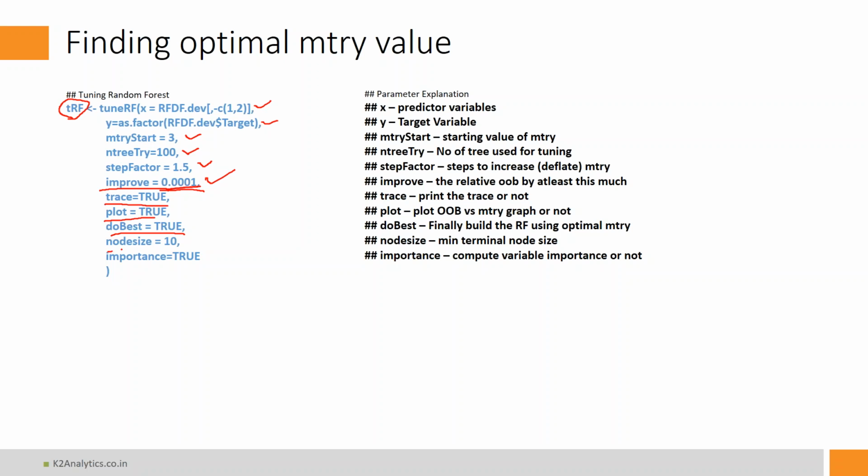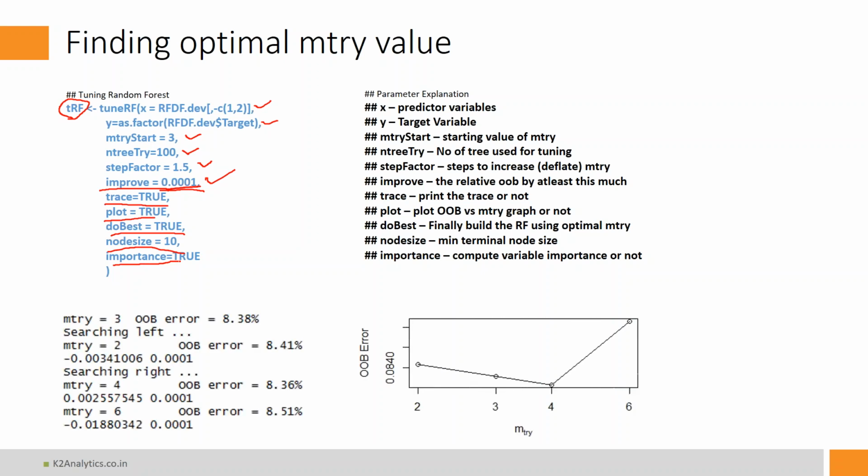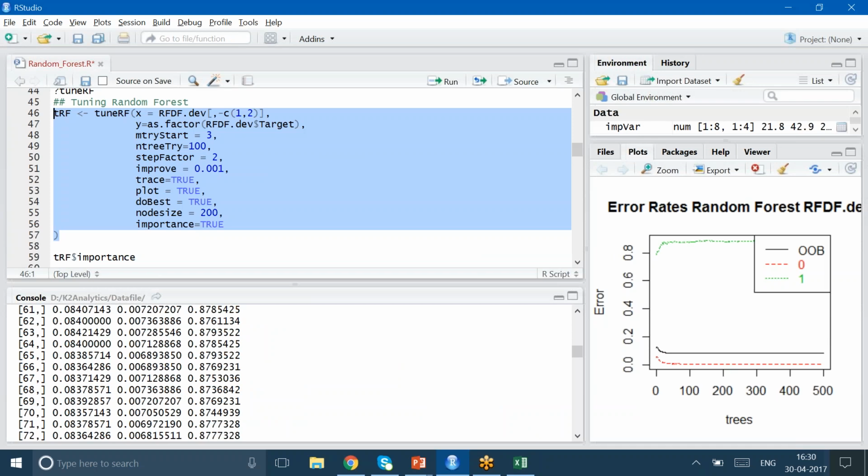Node size equal to 10 is basically the node size parameter, min bucket. Importance equal to true: when you have found the best combination, use that best combination and find out variable importance. So these are the parameters. And when you run this, you will get this kind of output. Let me run this code.